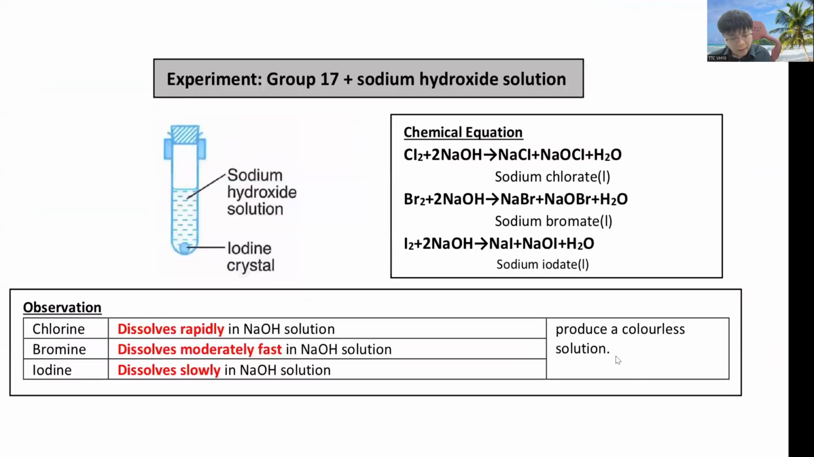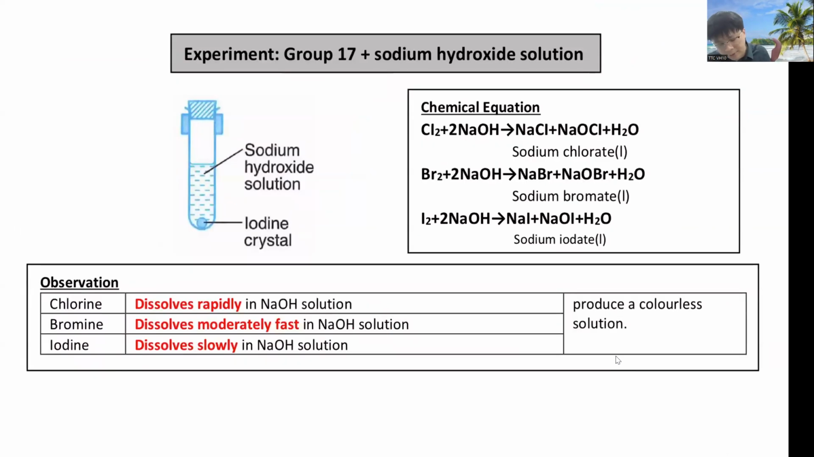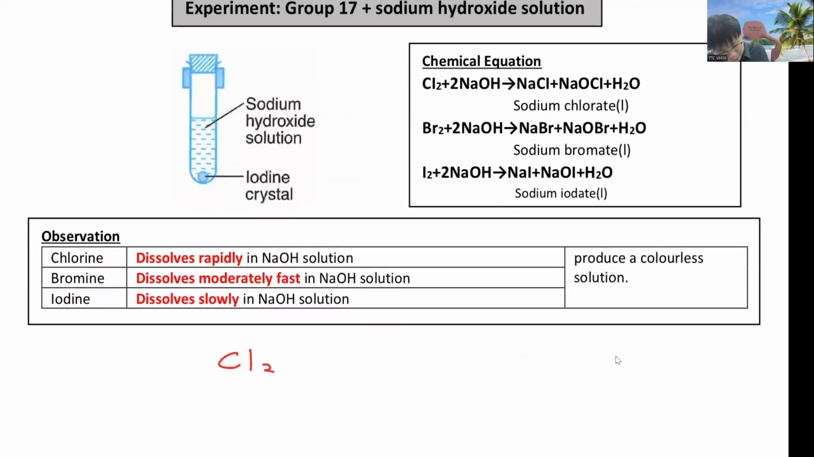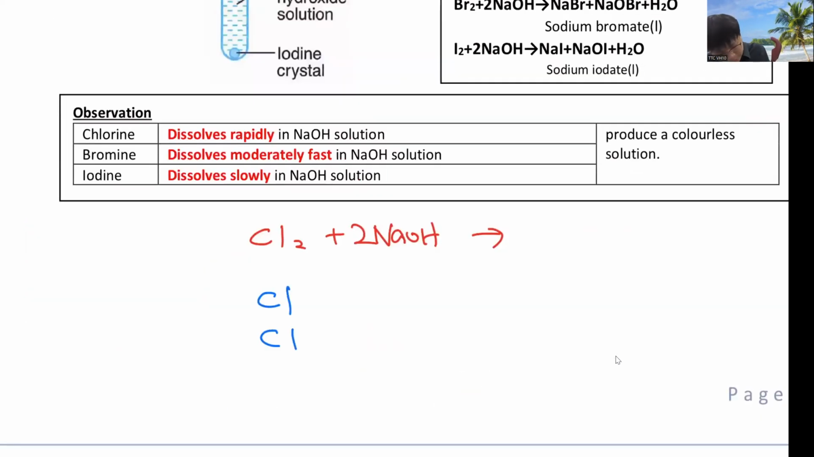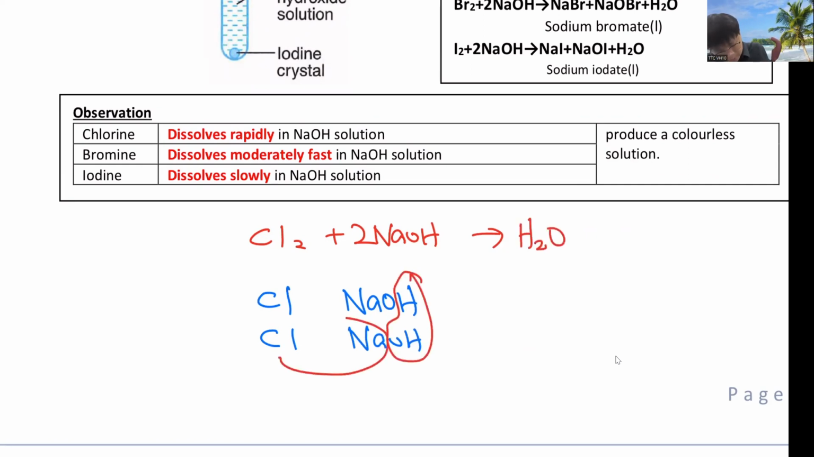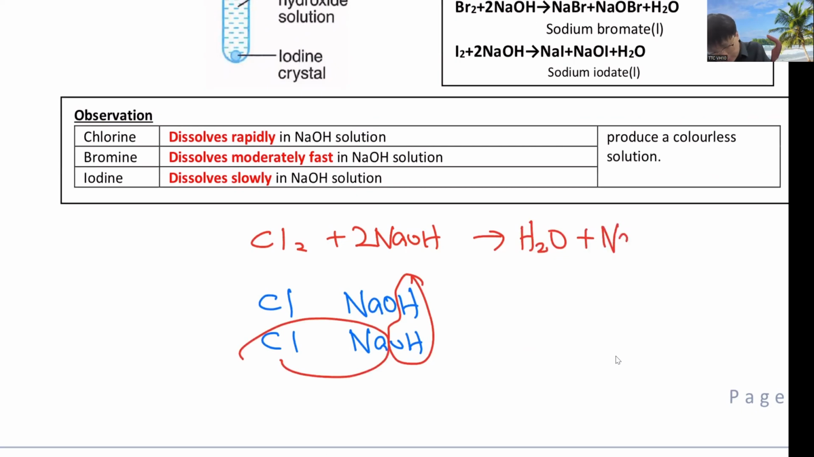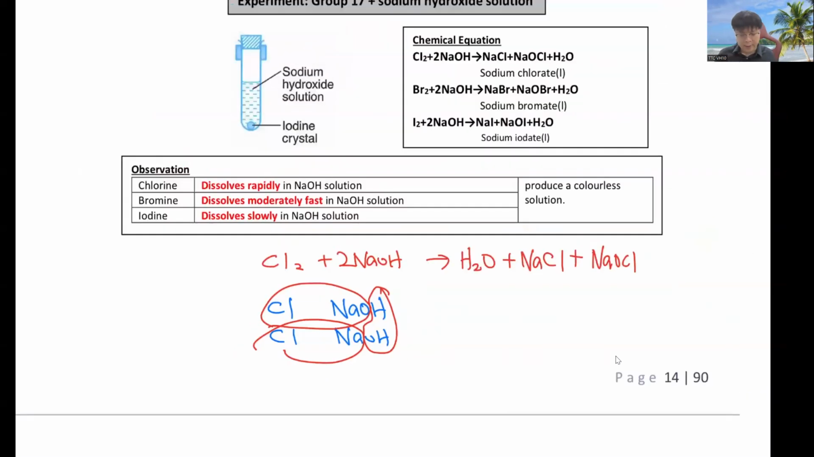Then for group 17, this one normally comes out as an equation. This is how it works: chlorine plus sodium hydroxide. What will it become? We have 2Cl here, then NaOH, 2 NaOH. The first product is H2O, the second is NaCl, the third is NaOCl. So these are the things that you need to know.